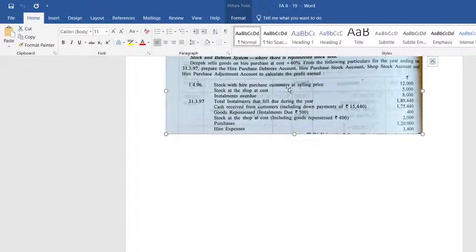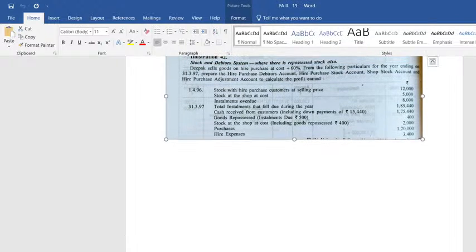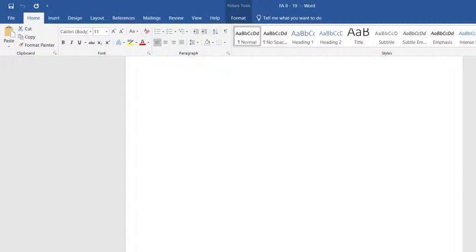Stock with hire purchase customer at selling price. Now it is selling price. Selling price is nothing but your hire purchase price. So it will be the opening balance of the hire purchase stock, but you should remember that it is nothing but the hire purchase price. ওকে, এটা হায়ার পারচেজ প্রাইসে দেওয়া আছে, ঠিক আছে. তাহলে এটার যে লোডটা আছে, লোডটা আমাকে কিন্তু হায়ার পারচেজ স্টক অ্যাকাউন্টে ক্যান্সেল আউট করতে হবে, ঠিক আছে.